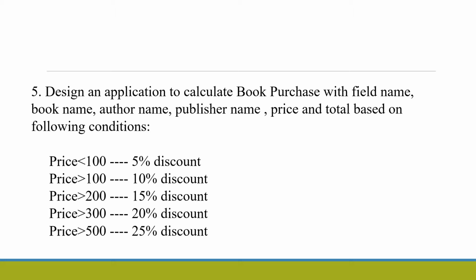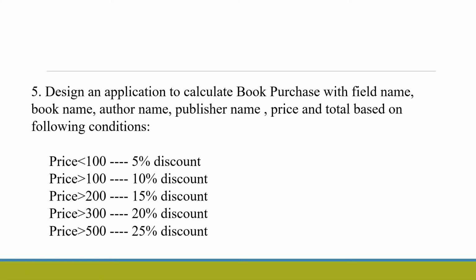on the following conditions. The first condition is if price is lesser than 100 rupees, then discount will be 5%. If the price is greater than 100 rupees, then discount will be 10%. If price is greater than 200 rupees, then discount will be 15%. If price is greater than 300, discount will be 20%. If price is greater than 500, discount will be 25%.